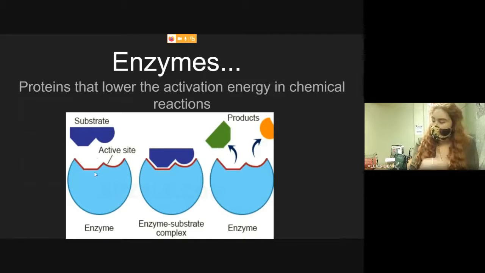The active site is like the keyhole. You have the lock, the key. The keyhole has to match the key. When they match up, then the reaction can occur. The substrate has to bind to the enzyme at the active site, forming the enzyme substrate complex, and then you get the products of the reaction.